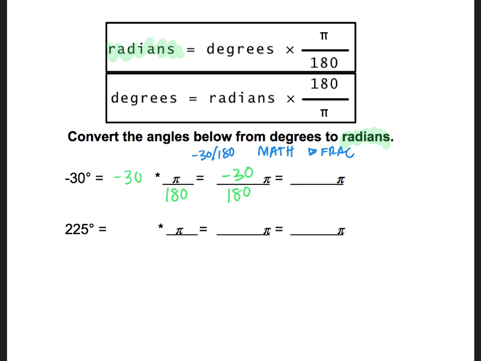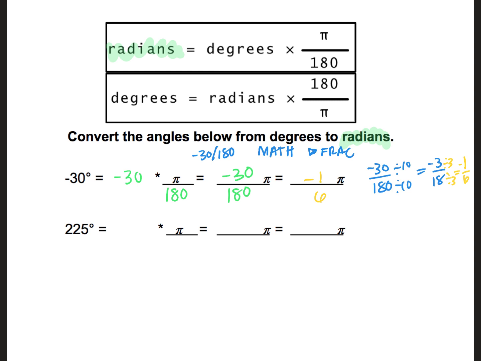If I'm looking at negative 30 divided by 180, I know I can divide both of those by 10 because they end in a 0. When I do that, I get negative 3 over 18. I also know I can divide both of those evenly by 3. When I do that, I get negative 1, and then 18 divided by 3 is 6. So my final answer would be negative 1 pi divided by 6. You don't necessarily have to type the 1, but you should have a negative.